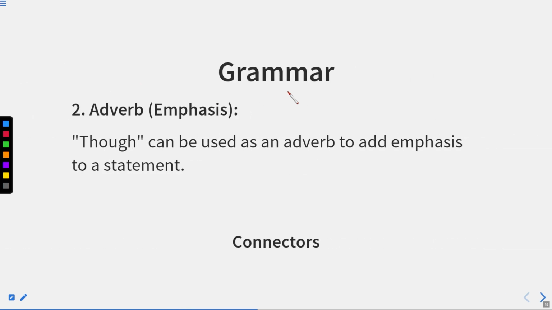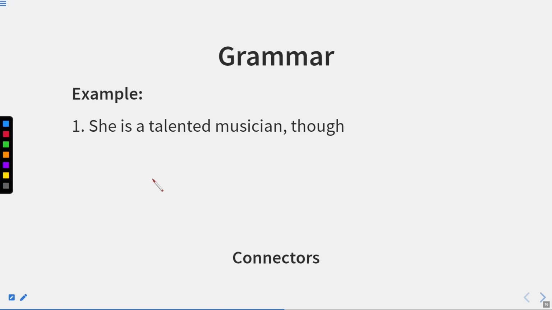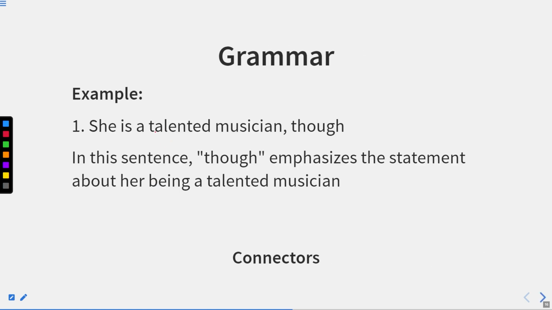Now, if it is an adverb, it is used to show emphasis. Though can be used as an adverb to add emphasis to a statement. How? For example, if I say she is a talented musician, though. Now here, if I say she's a talented musician, though, it means I'm just stating that she's not bad. In fact, she's a talented musician. So here, though is showing the word in fact.